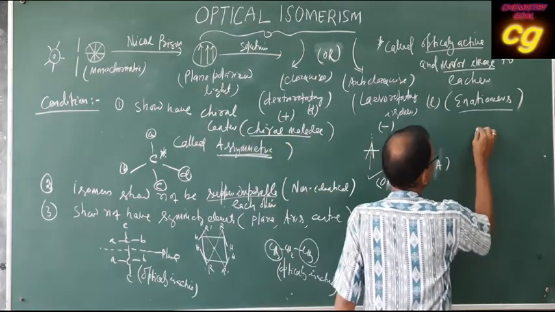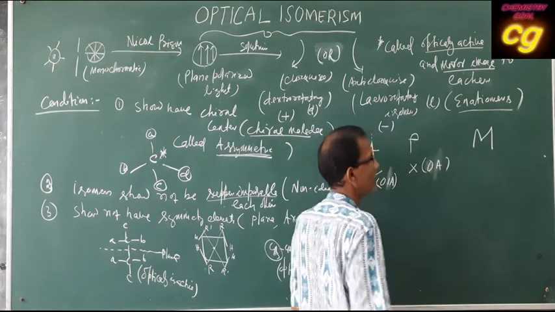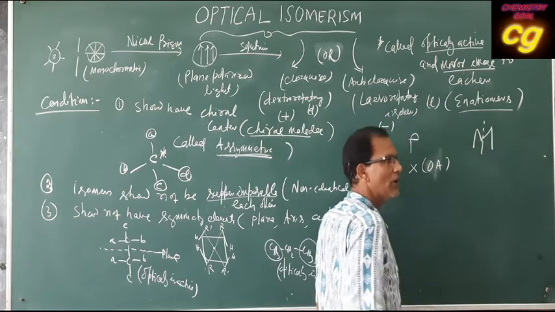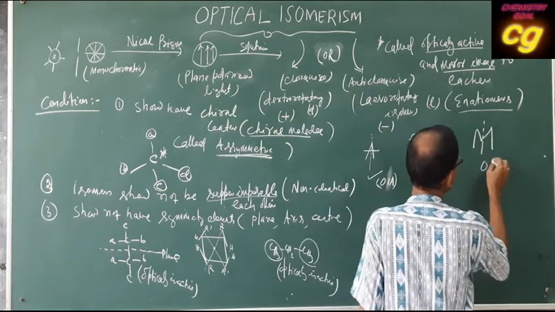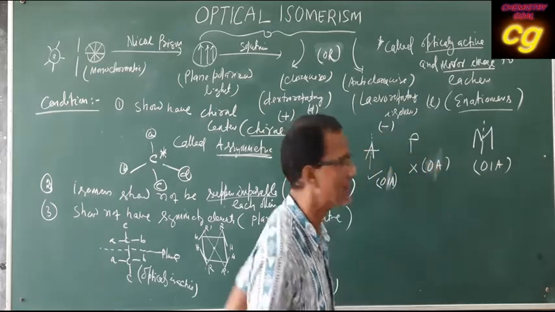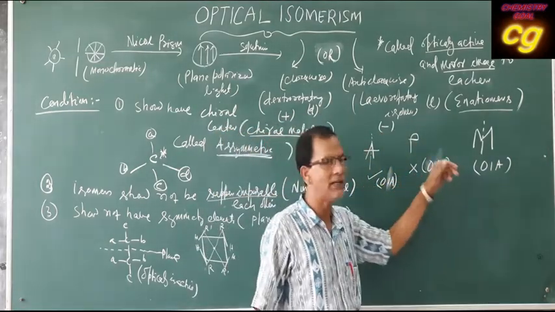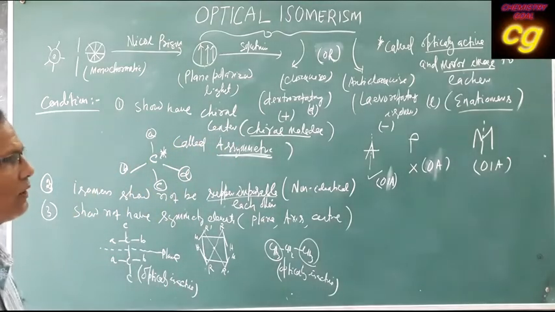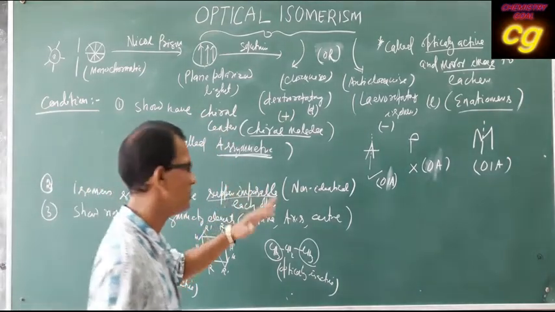M, if you write this structure, if you see, it is equal on both sides. So it is optically inactive. OI is the short form of optically inactive, and OA means optically active. In this way, we can identify which isomer is optically active.